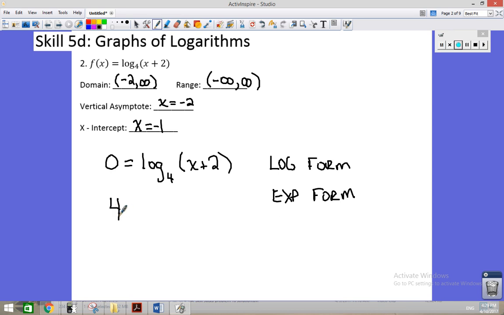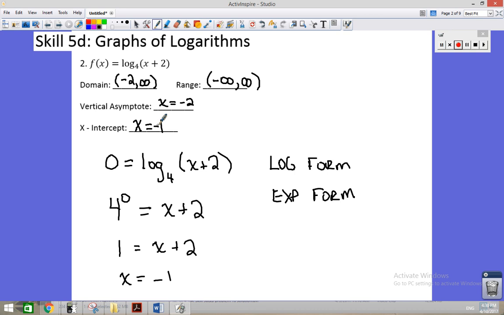Now, this 4 is going to have an exponent associated with it. And from the equation, the logarithm equals the exponent. Since this log is equaling 0, then 0 is my exponent. The argument of this log function is x plus 2. So that's what 4 raised to the 0 power is. By definition of my properties of exponents, 4 to the 0 power is 1. So if I subtract 2, x has to be -1, and that's what we were expecting.